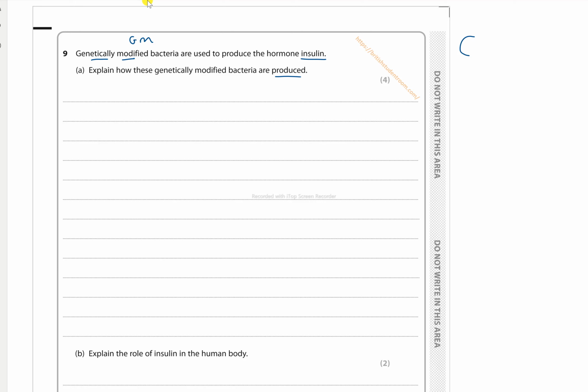You start off with a plasmid and you start off with a donor gene. You take something like biological scissors, it's called a restriction enzyme. Restriction enzyme. That's a pair of scissors that can cut out things.